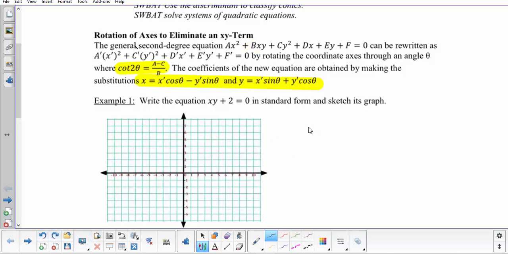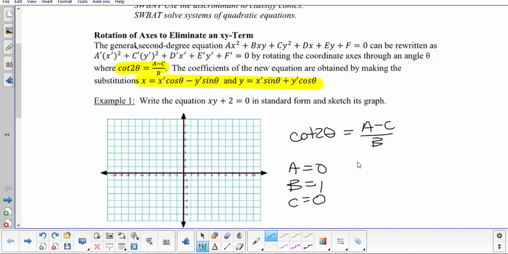So the first thing we're going to do is use cotangent 2 theta equals a minus c over b. In this equation, a goes with the x squared, which means a is 0. B goes with the xy term, so b is 1. And c goes with the y squared term, so c is 0. So cotangent of 2 theta equals 0 minus 0 over 1. That's 0, which means that cotangent 2 theta is equal to 0.